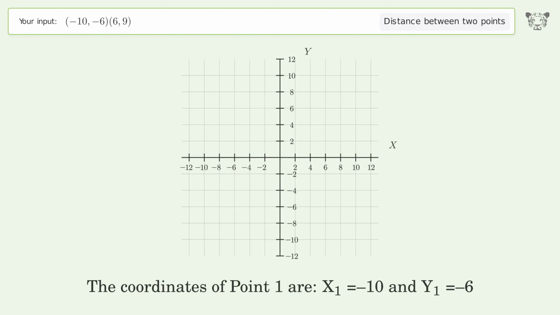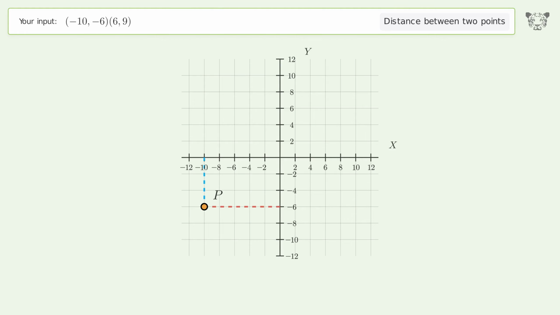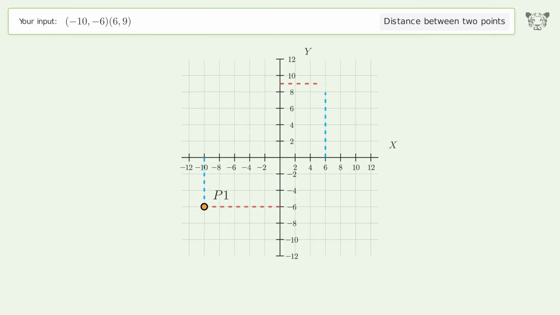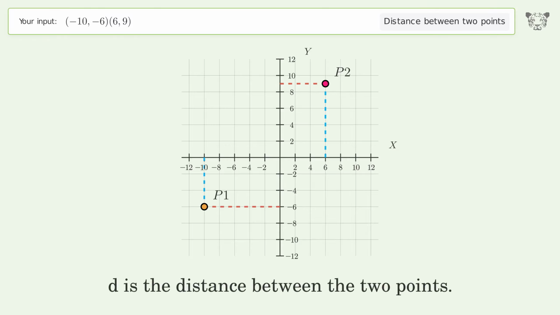The coordinates of point 1 are x1 equals -10 and y1 equals -6. The coordinates of point 2 are x2 equals 6 and y2 equals 9. D is the distance between the 2 points.